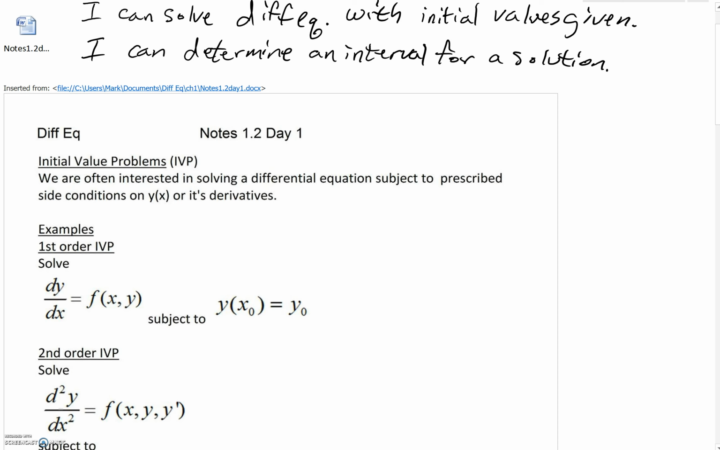Differential equations were in section 1.2, our first day, day 1. It's honestly a section that you've done in Calc BC. I can solve differential equations with initial values given. At least that much you certainly have done. A little bit of new material: you can determine an interval for a solution. That's something that we will be talking about.